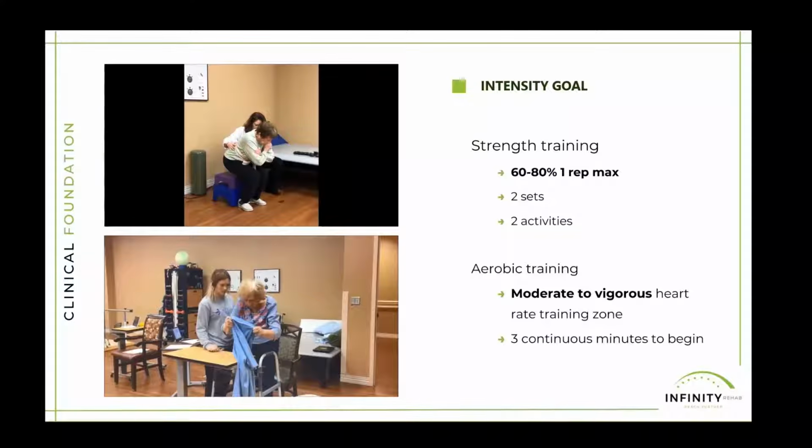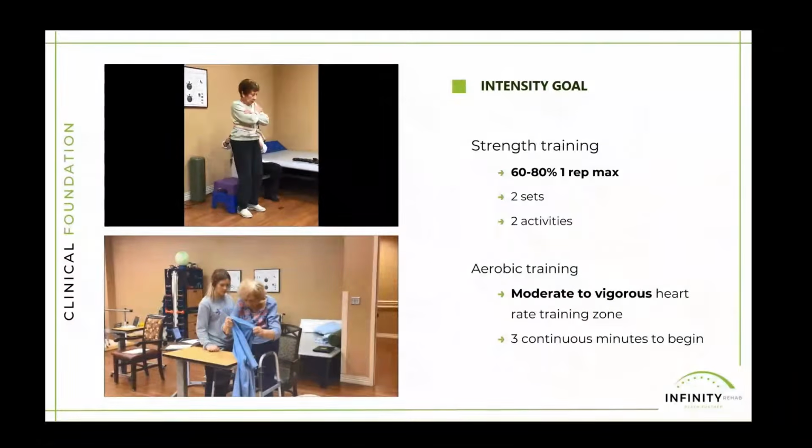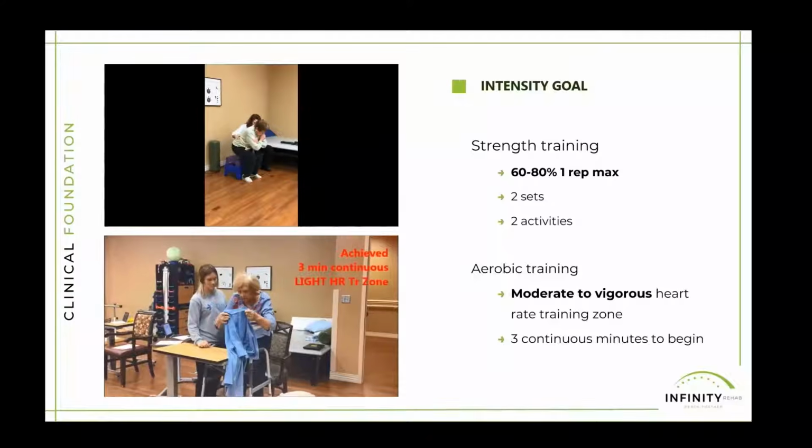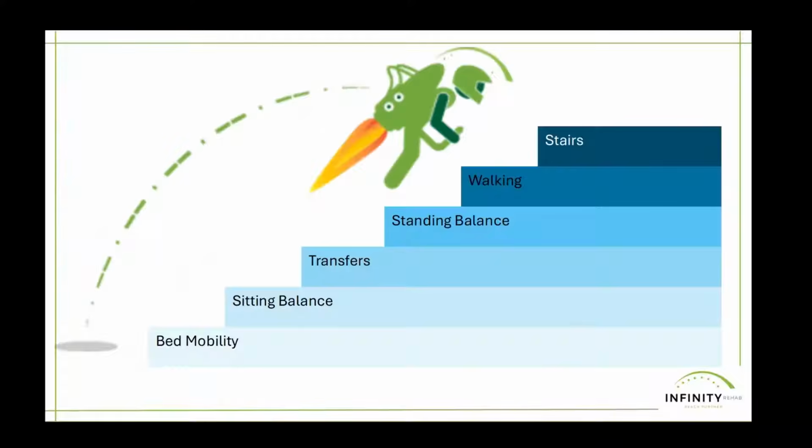The first way we measure intensity is through strength training, where the target intensity for older adults is 60 to 80% of the one repetition maximum. We start at 60% and move quickly to 80%, which is 8 to 10 repetitions to biomechanical failure. We also measure intensity of aerobic training. Unless there's a medical reason not to, our goal is to work in the moderate to vigorous heart rate training zone. These brief clips are demonstrations of individuals using tasks to reach these exercise targets, strength training on the top and aerobic training on the bottom.